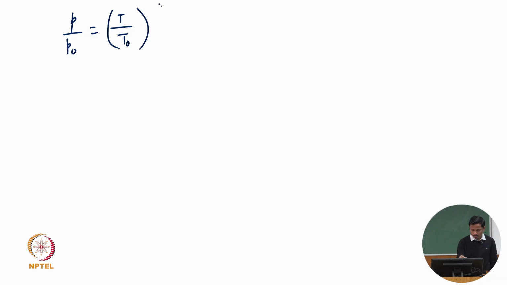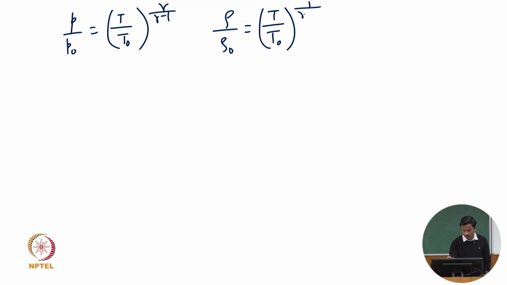So we also have the pressure temperature relationships. So P by P naught equal to T by T naught to the power gamma by gamma minus 1, and rho by rho naught equal to T by T naught to the power 1 by gamma minus 1. So let's call them equation 1 and equation 2. So these are two equations.